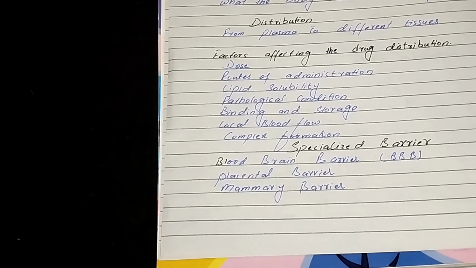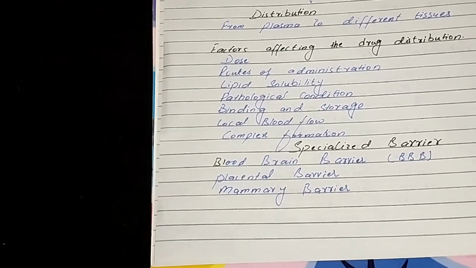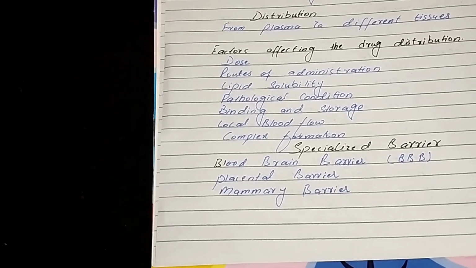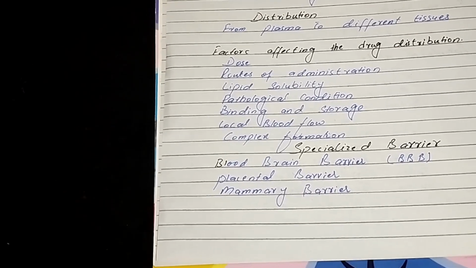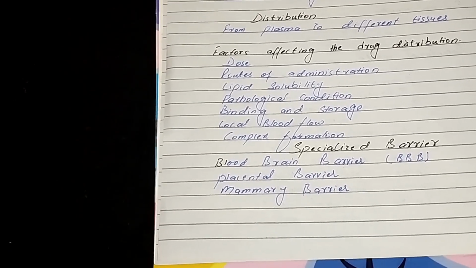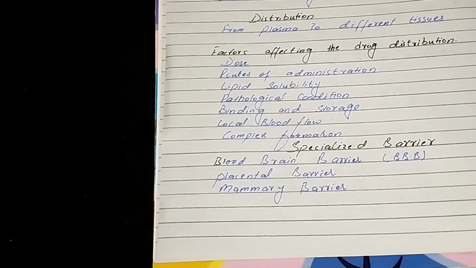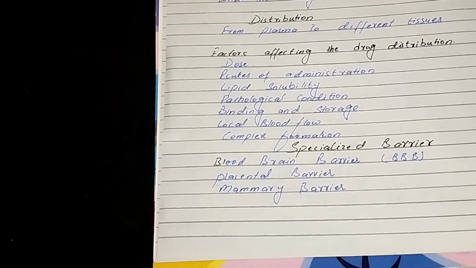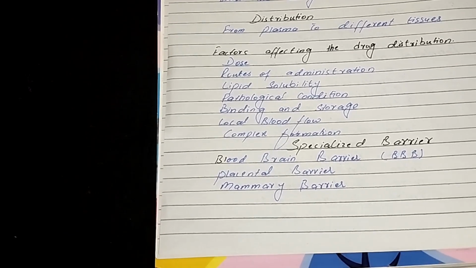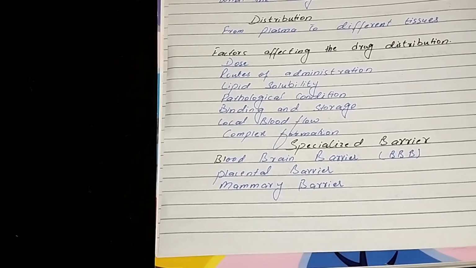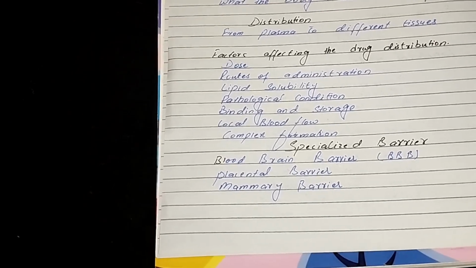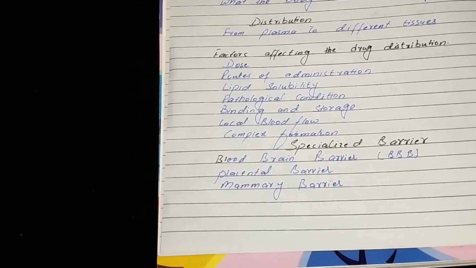Age may also affect the distribution of the drug, in babies and old age people. There is immaturity of the blood-brain barrier, that is, barriers are not fully developed, so the distribution of the drug is negligible. Here I conclude the distribution of the drug.